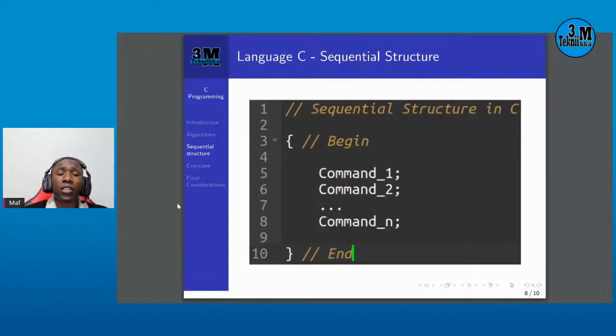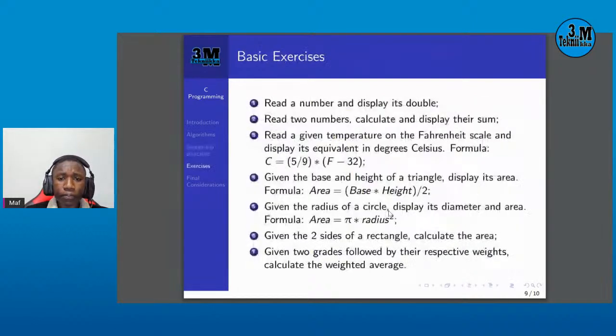And then this is a sequential structure in C. The begin in C is the open curly brace, and then you close the end with the close curly brace. And here we'll have the comments. We're going to see this after the next slide, right, coding.